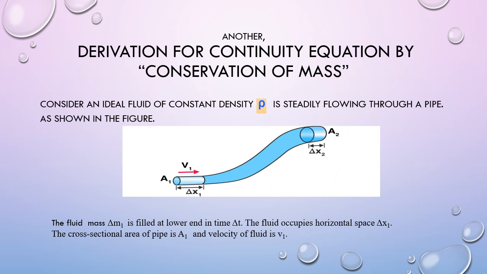Now another derivation for the continuity equation by conservation of mass. We will consider an ideal fluid of constant density rho steadily flowing through a pipe. As shown in the figure, the velocity of the fluid is v1, the section length is del x1, and the area of the left hand side pipe is A1. On the right hand side the pipe is wider, the area is A2, and the length of this section is del x2.